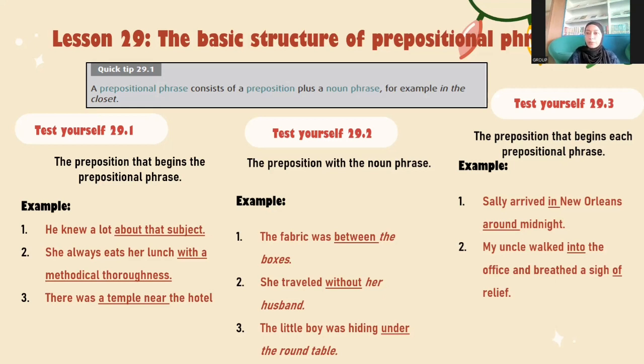Test yourself 29.3, the preposition that begins each prepositional phrase. Example, 1. Sally arrived in New Orleans around midnight. In is the preposition. And the second, my uncle walked into the office and breathed a sigh of relief. Into is the preposition and of is the preposition. And then I think that's all for me, and back to the moderator.